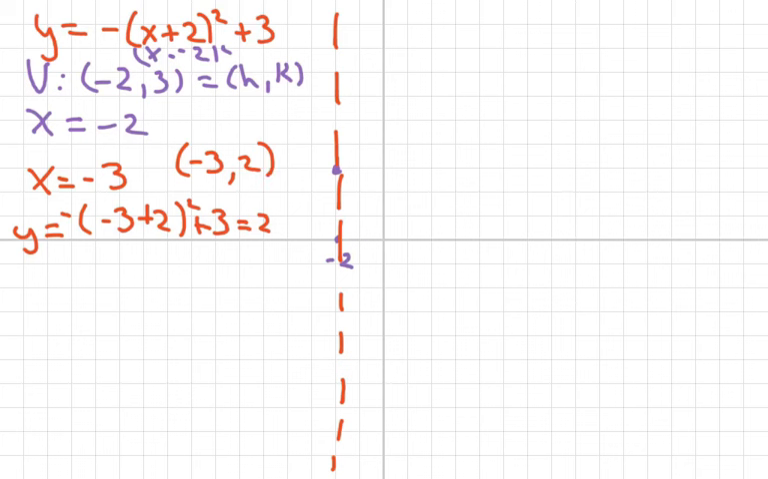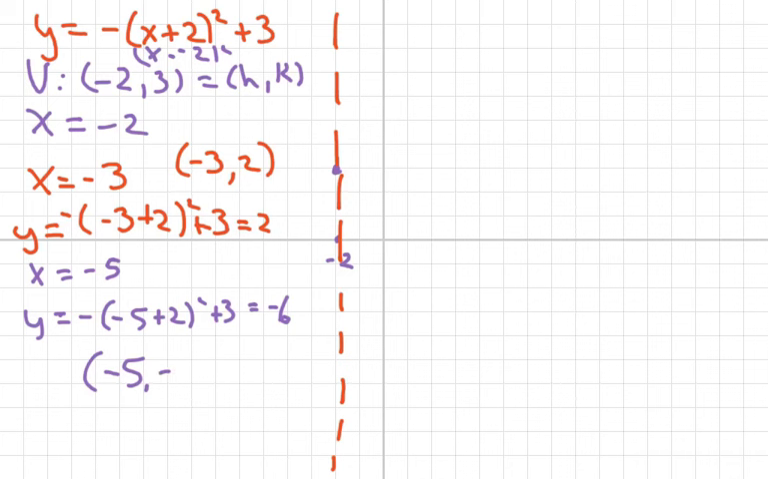And I'm also going to try x equals -5. So I'm going to plug that in. Y equals (-5 plus 2) squared plus 3. That's going to equal -6. So I have (-5, -6).